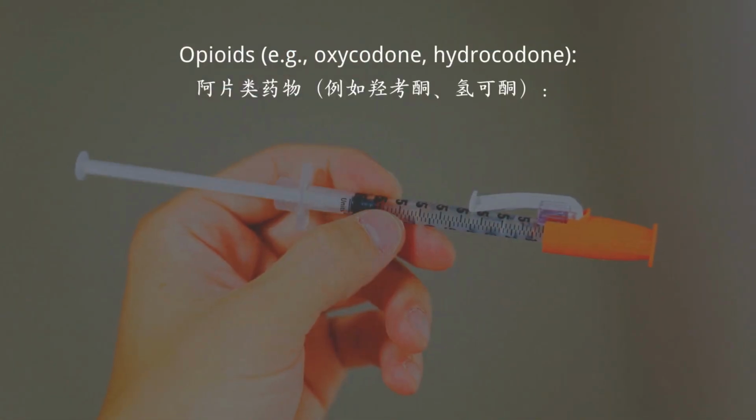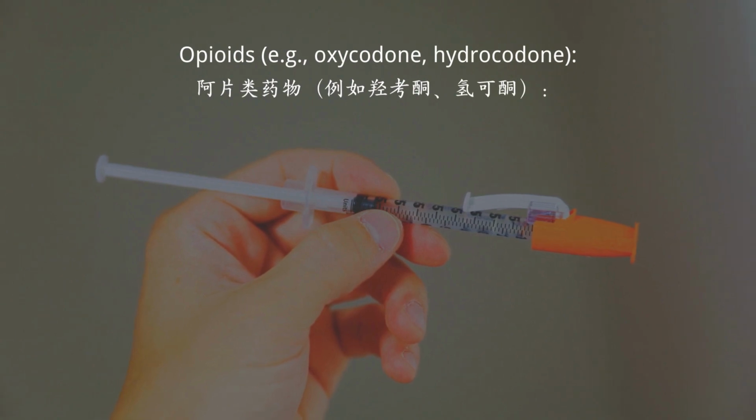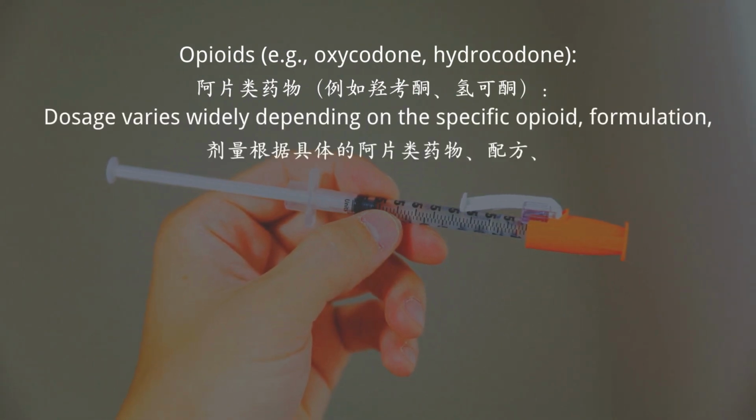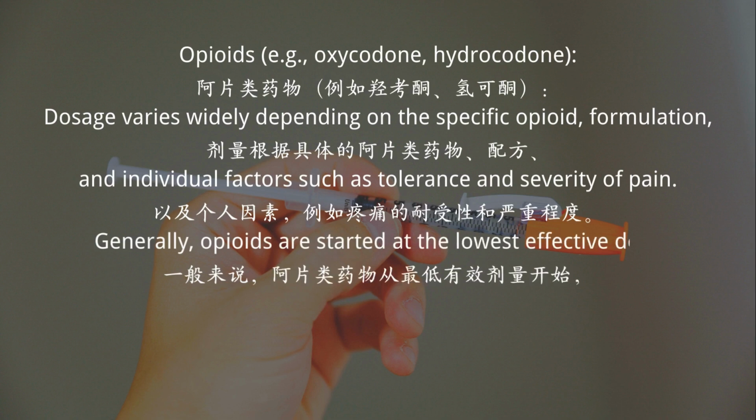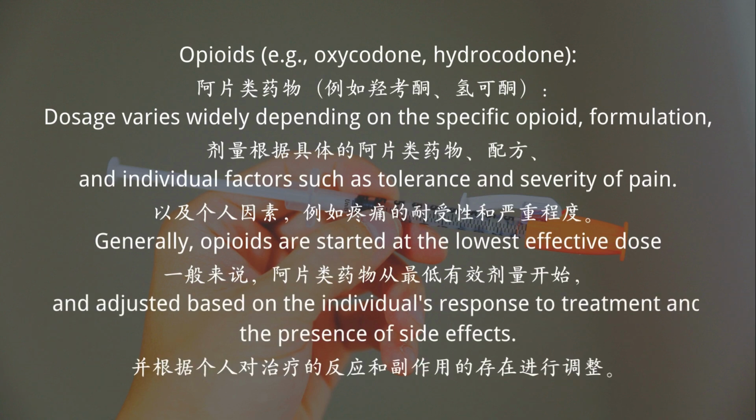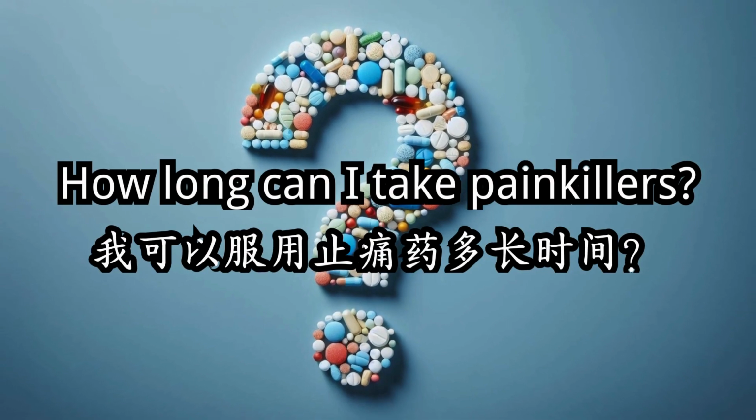Opioids, for example, oxycodone, hydrocodone. Dosage varies widely depending on the specific opioid, formulation, and individual factors such as tolerance and severity of pain. Generally, opioids are started at the lowest effective dose and adjusted based on the individual's response to treatment and the presence of side effects. How long can I take painkillers?